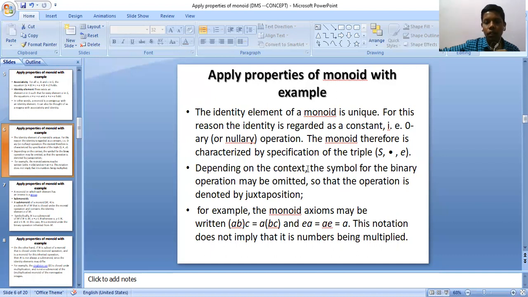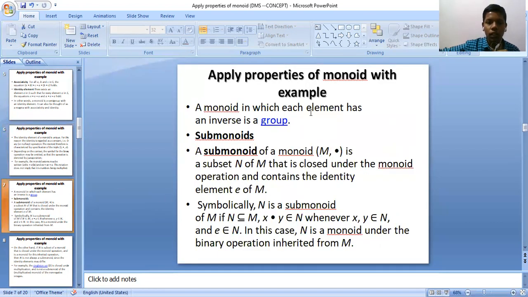Depending on the context, the symbol for the binary operation may be omitted so that the operation is denoted by juxtaposition. For example, the monoid axioms may be written (ab)c equals a(bc), and ea equals ae equals a. This notation does not imply that it is numbers being multiplied. A monoid in which each element has an inverse is a group.